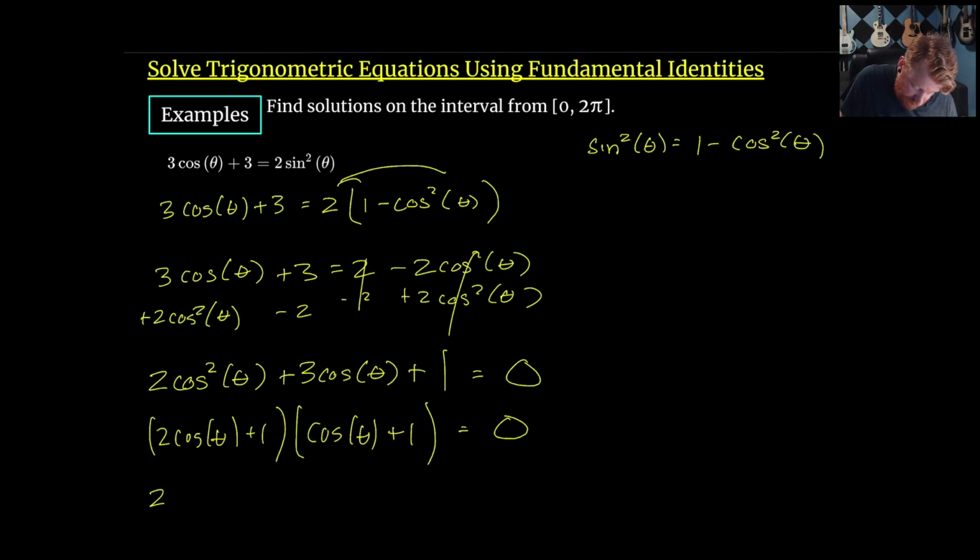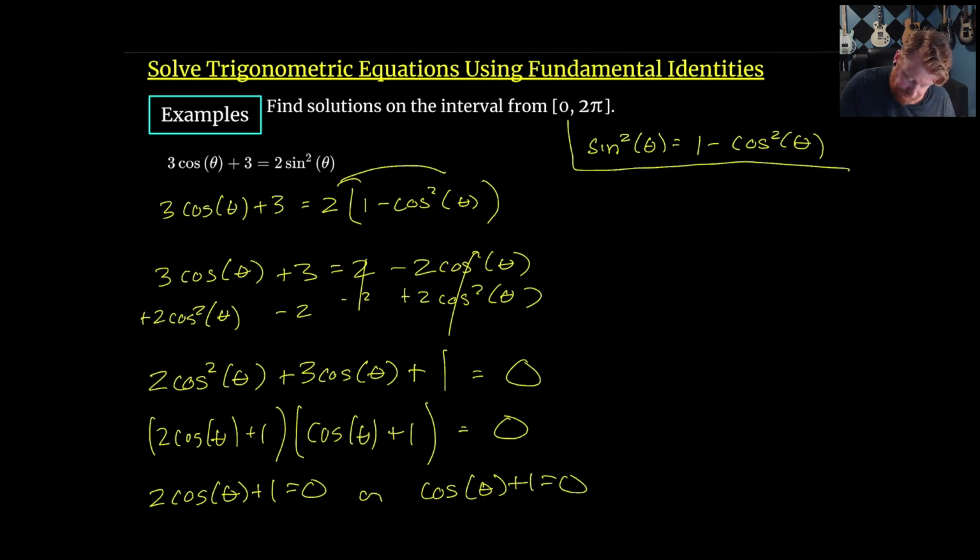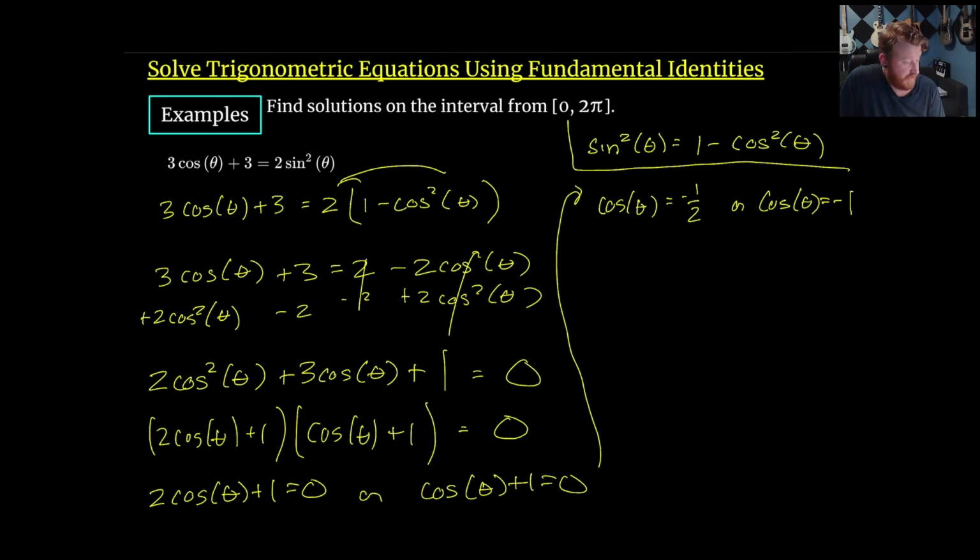So this tells me that 2 cosine theta plus 1 equals 0, or cosine theta plus 1 equals 0. And if I solve for each one of those individually, we're going to get that cosine of theta equals negative 1/2, or cosine theta equals negative 1. So now I have a couple different areas to solve for here.